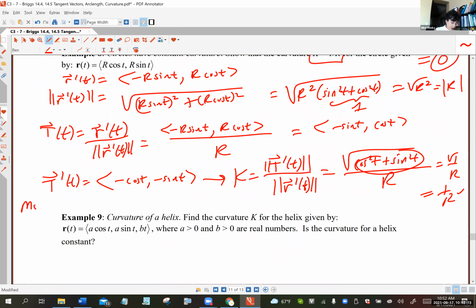So the moral of the story, in case you missed it, is circles with small radii have larger curvature.